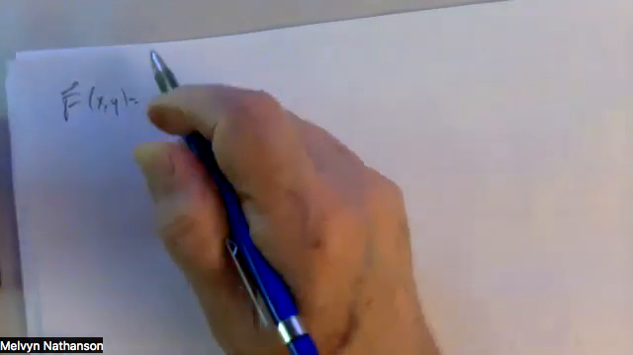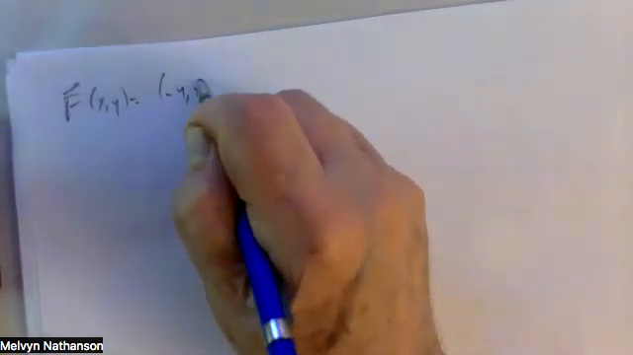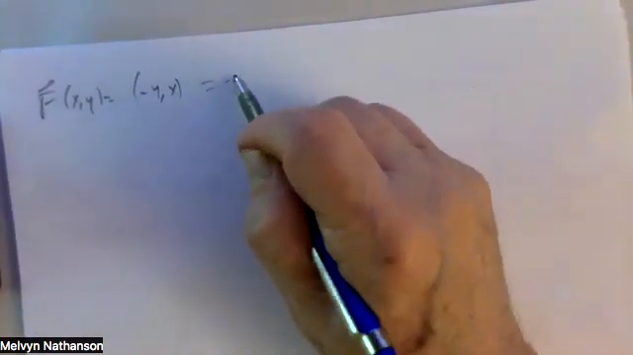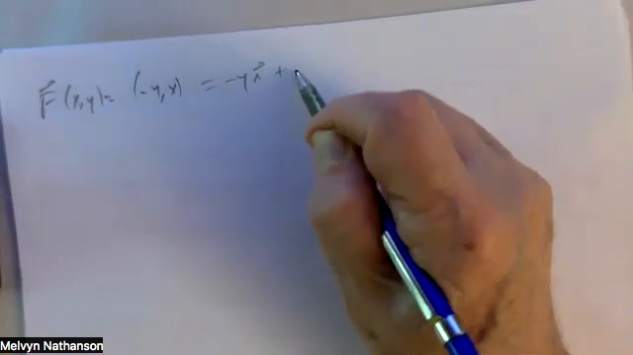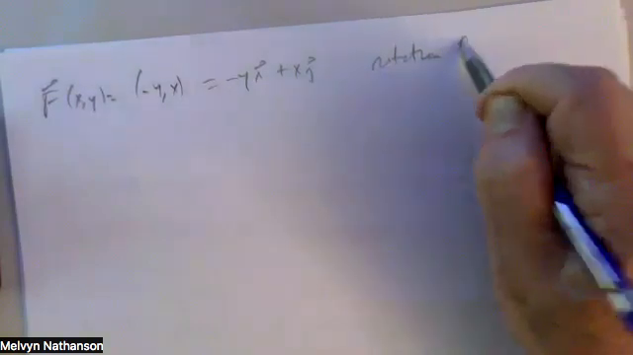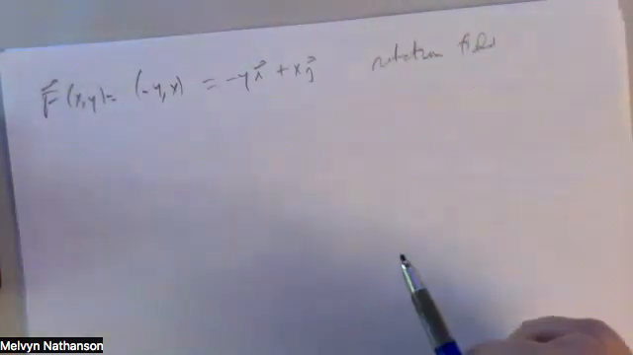The third example is what is sometimes called a rotation field. So if we take f of x, y equal to minus y, x. If you want to write it in terms of i and j components, it's minus y i plus x j. This is called a rotation field, and it looks like fluid going around and around and around. So let's see.